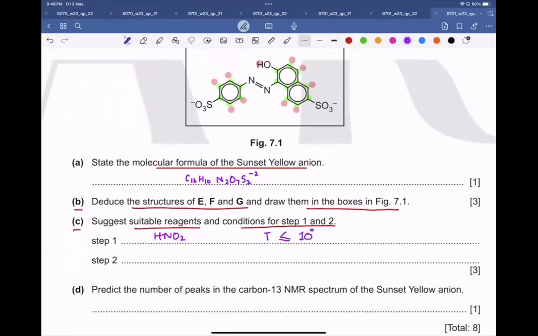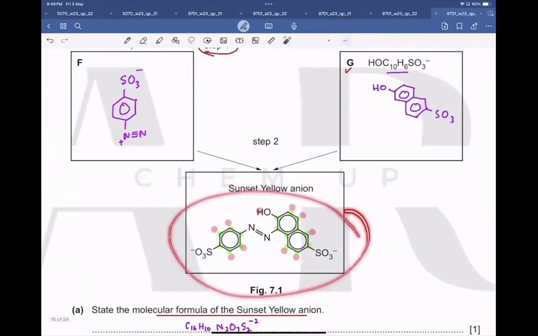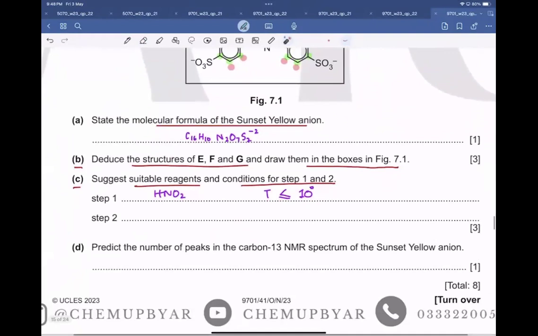Okay, now step 2. In step 2, this reaction occurs when the azo dye is formed. This reaction is called a coupling reaction, in which a diazonium gets substituted on the benzene ring to form a dye. And for this reaction, we need an alkaline condition only. Both the reactants are available. So, sodium hydroxide aqueous.